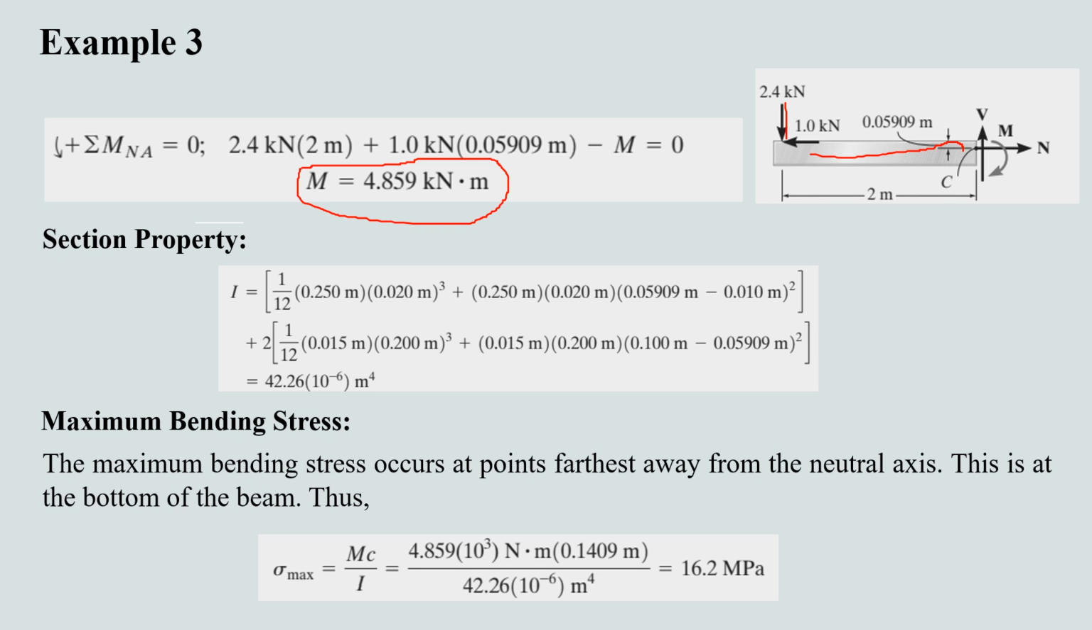Now we can determine the moment of inertia using the same principles as we have done in our previous example, and thus the maximum bending stress can be determined from the values of this moment of inertia and the location of the maximum fiber from the neutral axis, which was actually 0.1409 meter.